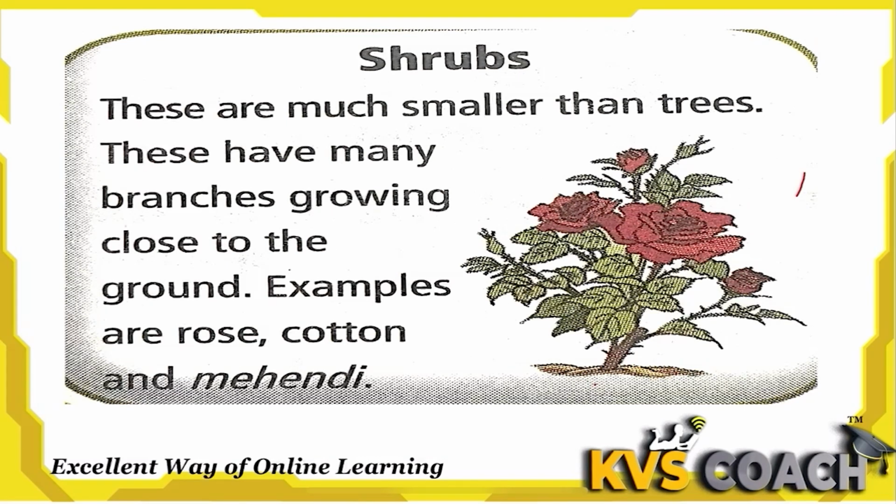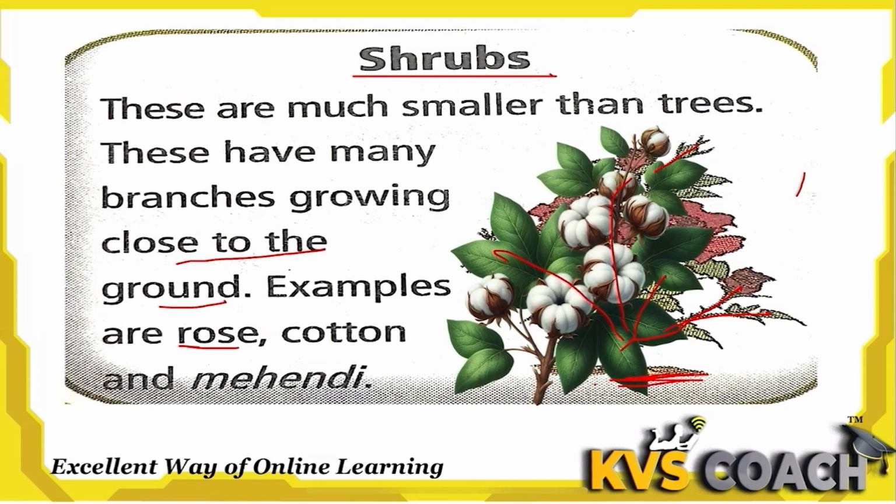Next one is shrubs. These are much smaller than trees. These have many branches growing close to the ground. So this is a rose plant. This is smaller than a tree, but it has many branches like this. As you can see, these have many branches. So examples are rose and cotton. Here is a cotton plant.